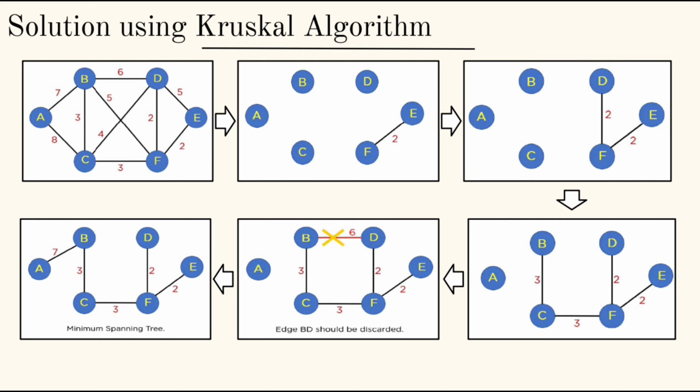After that, add edge BC and edge CF to the spanning tree, as they do not generate any loop. If you add edge BD, this will generate a loop in your tree structure. You will discard this edge. So next, you have to add AB. This edge does not generate any cycle, so you include it in the MST structure. The final result is the minimum spanning tree.